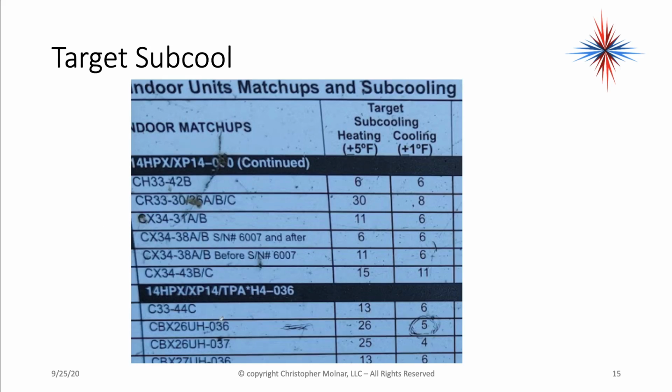So in this case, we have my heat pump that I have. It's a 3-ton heat pump. I also have a 3-ton air handler that's part of the matching list. My target subcooling in the cooling mode is 5 degrees. This comes right off the equipment, the inside of the electrical cover. Okay, so I want a 5 degree subcooling.